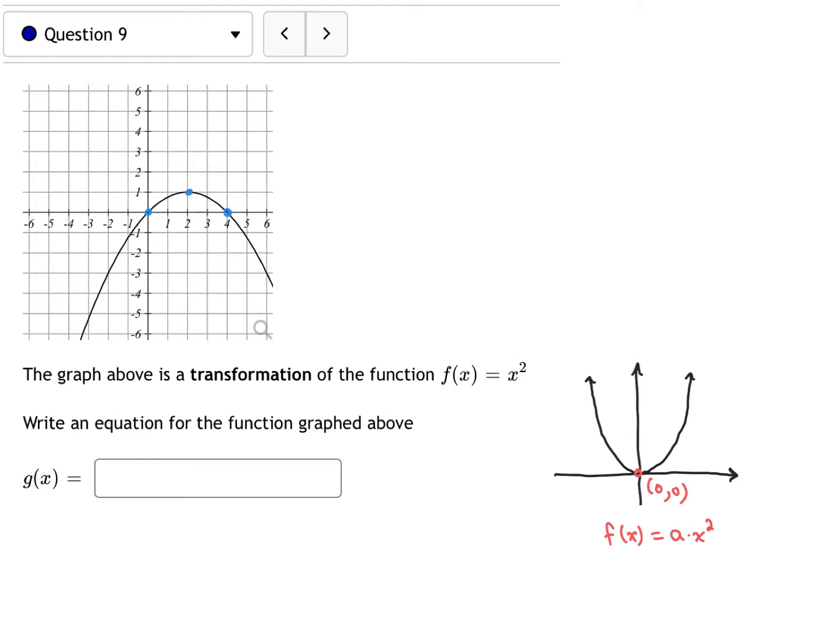So we can see the point (0, 0), we can see the point (2, 1), and we can see the point (4, 0). (2, 1) is particularly significant because that's the vertex. We also have (0, 0) and (4, 0). So the question here is, how did that shape come about from a transformation of f of x equals x squared?